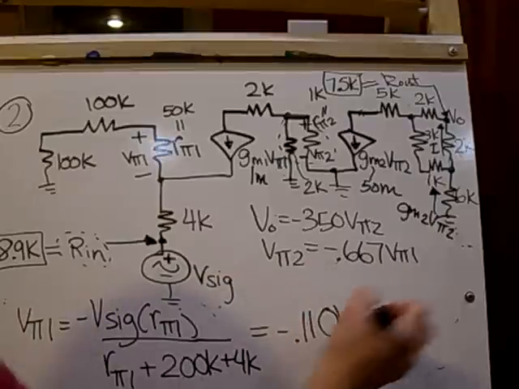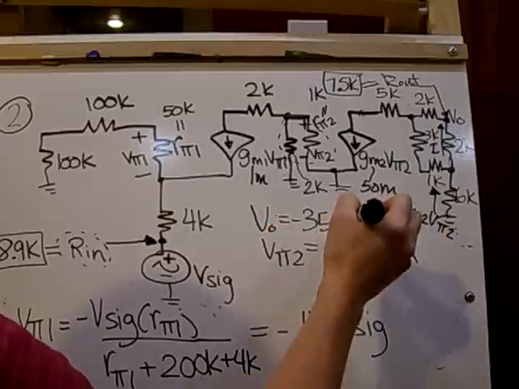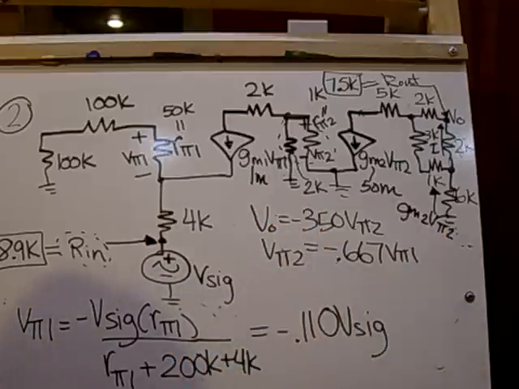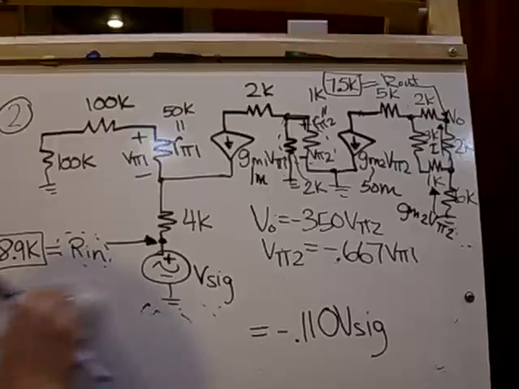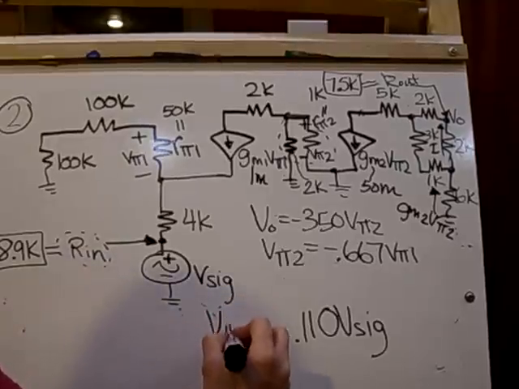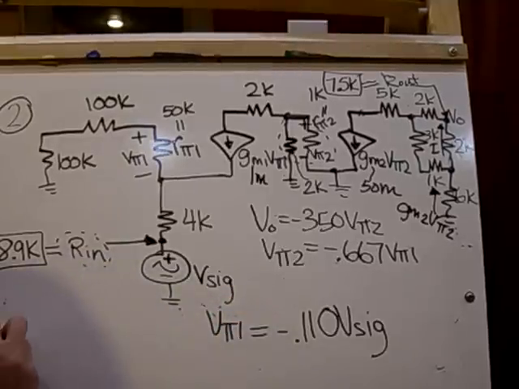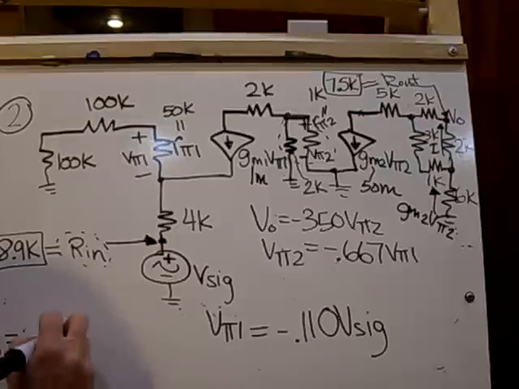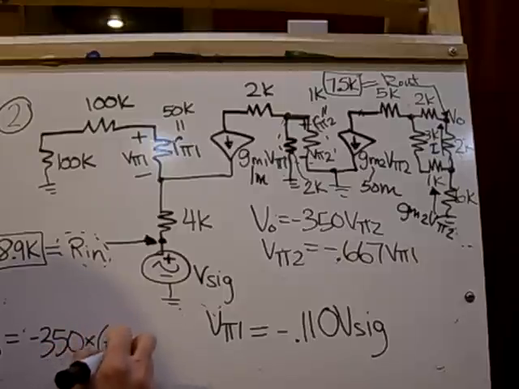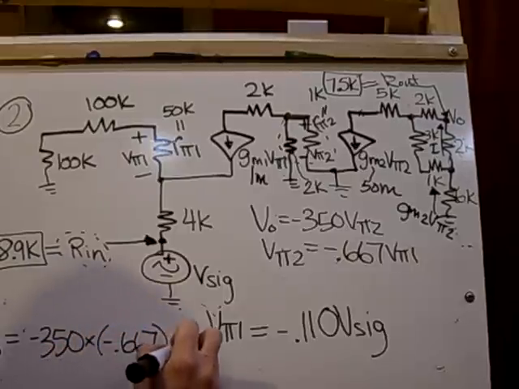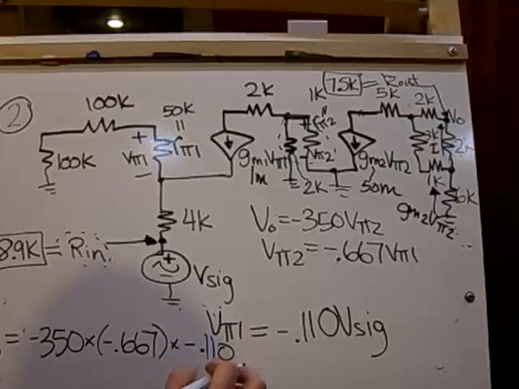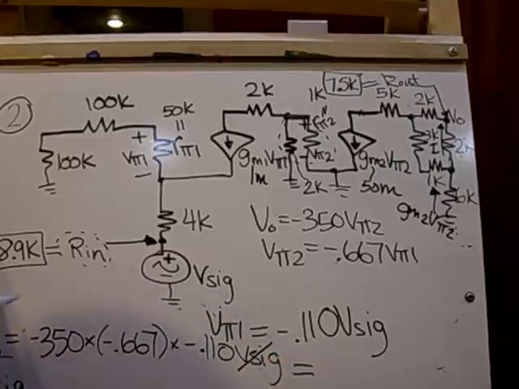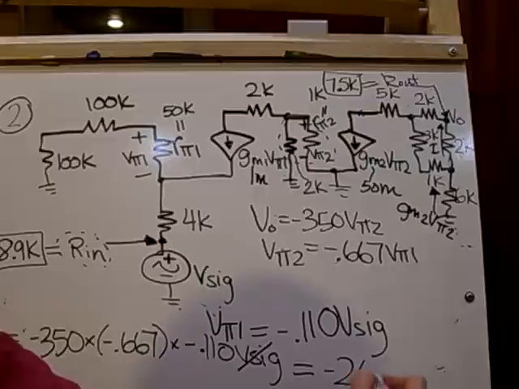So now I plug this value back into here and plug this value back into here. And I can achieve VO equals minus 350 times a minus 0.667 times a minus 0.110 V sig. To get V out over V sig, I just divide by V sig, and I end up with a value of a minus 26 volts per volt. And that is my answer.